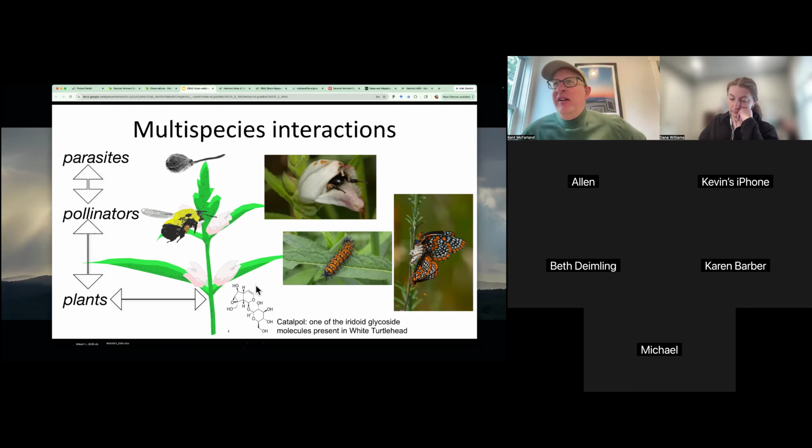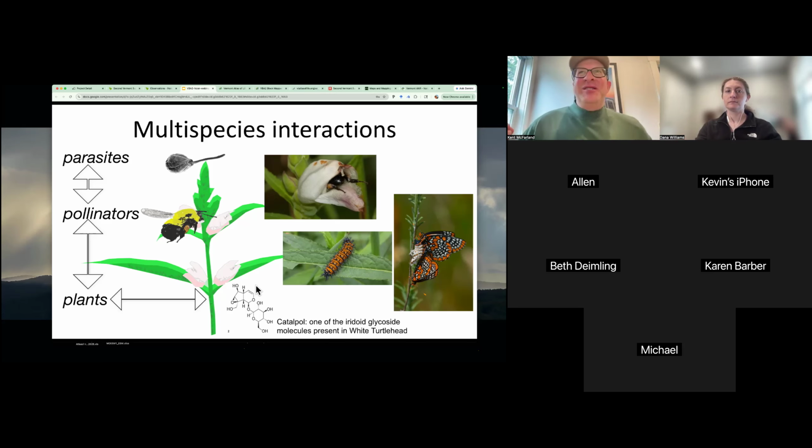But it turns out that Baltimore checkerspots can feed on it. It doesn't make them die like other species might, but they can actually sequester that poison into them. And so the caterpillars and then the adults, just like monarchs, become distasteful and poisonous too. And so that aposematic coloration, that bright orange coloration, is a warning to everything else like, hey, do not eat me. I am going to taste really bad.